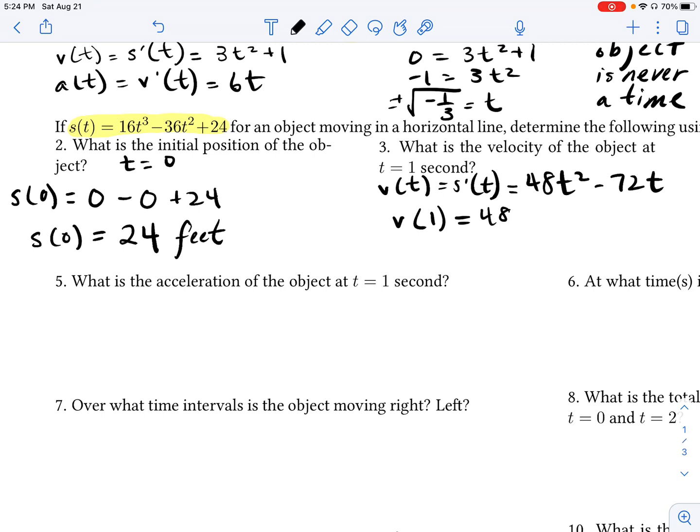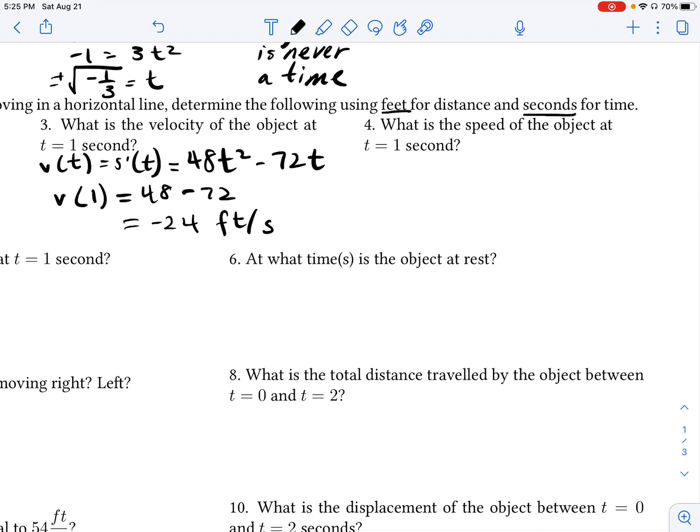So 48 times 1 is just 48, minus 72 times 1, which is just 72. So now we're going to say negative 24. And what's our unit here? We're measuring feet per second. So it's negative 24 feet per second.